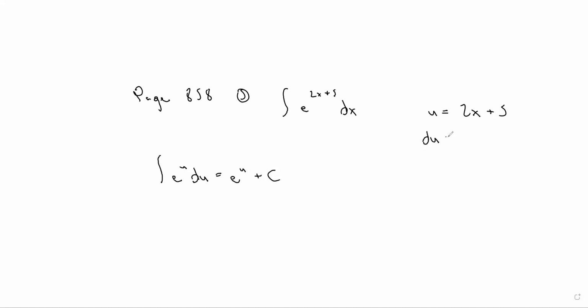The derivative of u is equal to 2 dx to be technical and accurate, because the 5 just disappears and the 2x becomes 2. So we need a 2 dx in there. But as we know, that's not too hard to accomplish. You literally just put a 2 in there and then offset it with a 1/2. So e to the 2x plus 5, and then 2 dx, and then 1/2 right here.